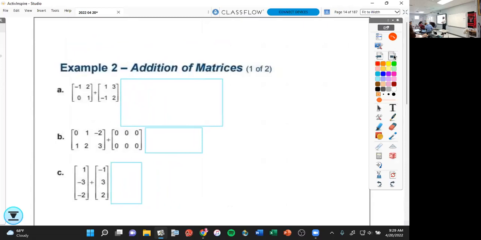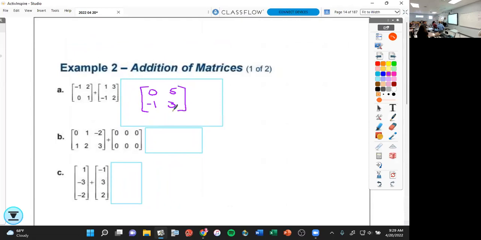So what would the answer to A be? Or can we do it first of all? Can you add a 2 by 2 and a 2 by 2? Orders are the same. Perfect. So what's the answer? 0, 5, -1. Okay. Yay.